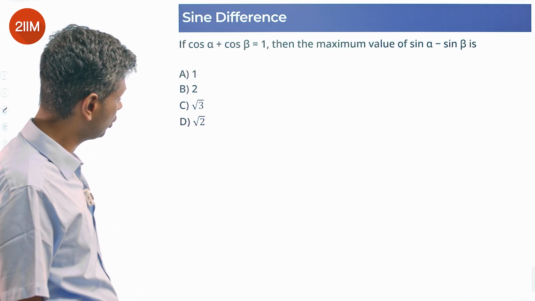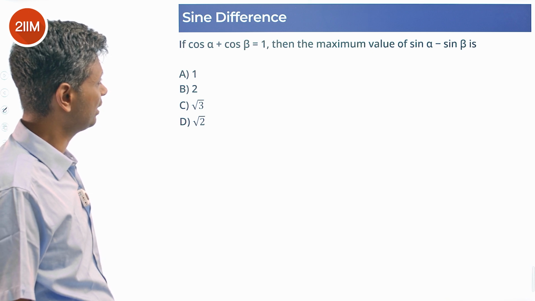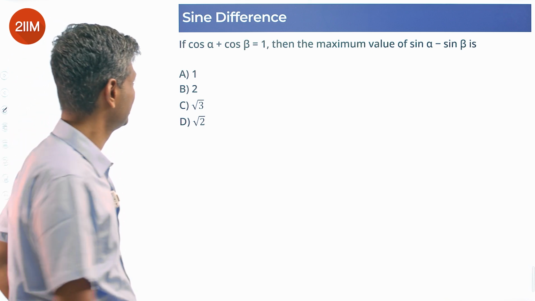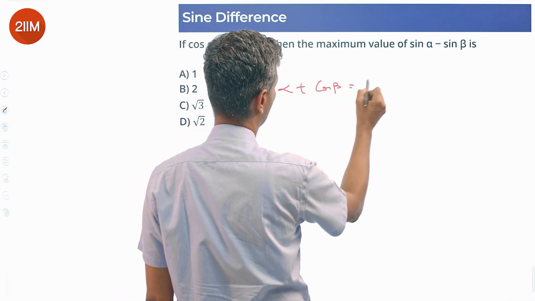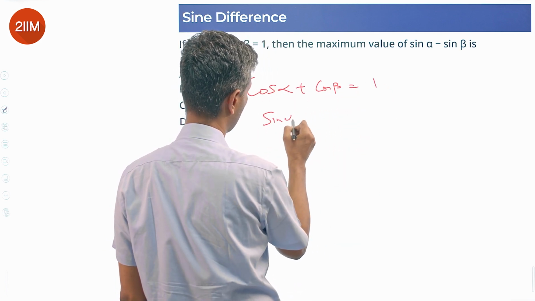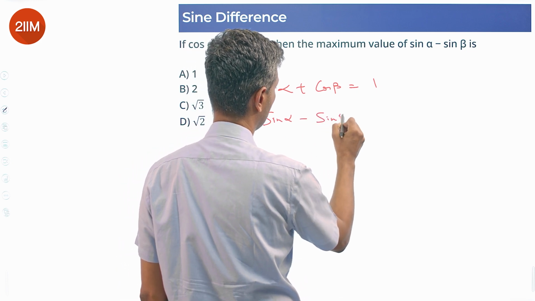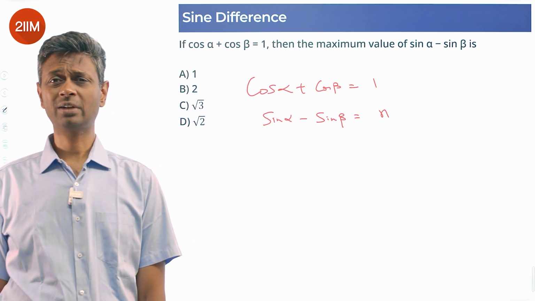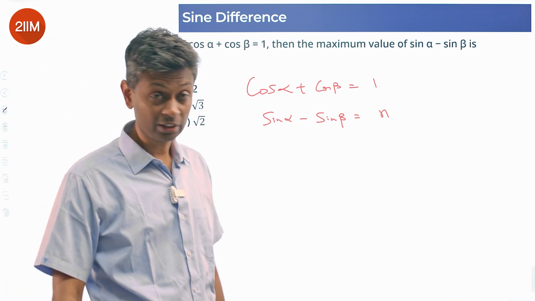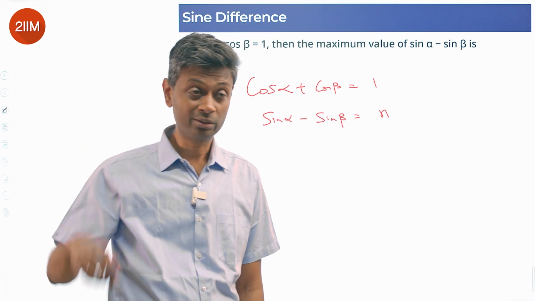Cos alpha plus cos beta equal to 1, then the maximum value of sin alpha minus sin beta. Very nice. So cos alpha plus cos beta is equal to 1. Let's say sin alpha minus sin beta is equal to n. I know sin square alpha plus cos square alpha is 1. Sin square beta plus cos square beta is 1. I know I can deal with the squares, so I'll square this.